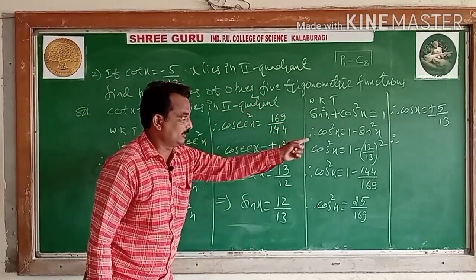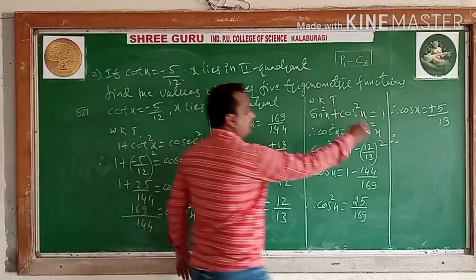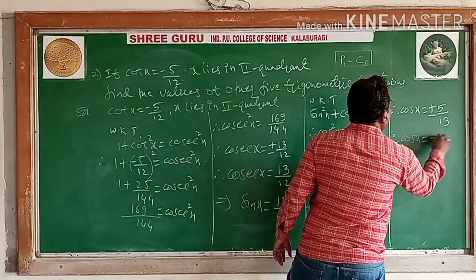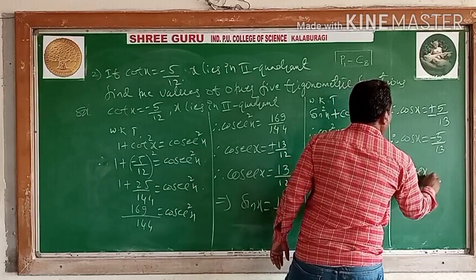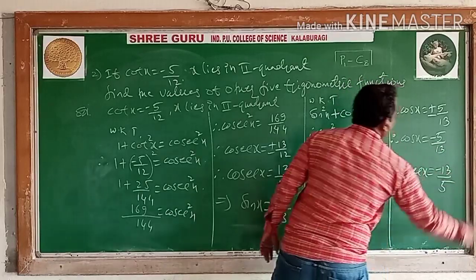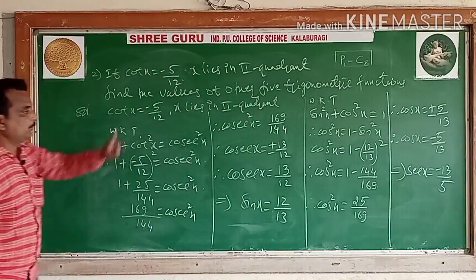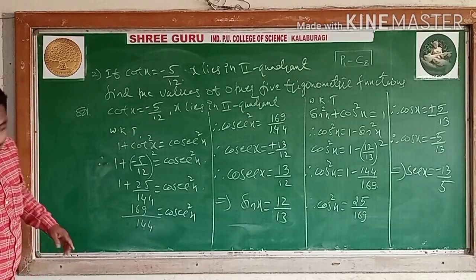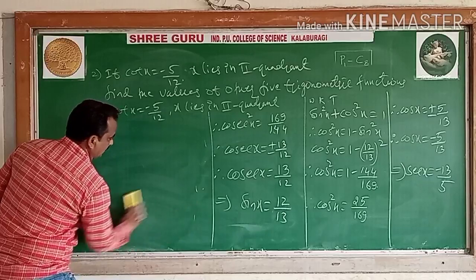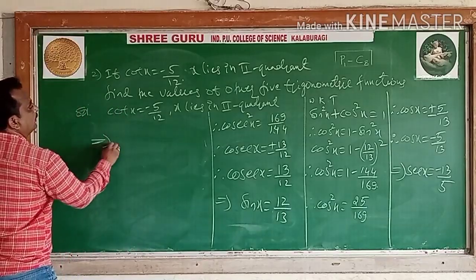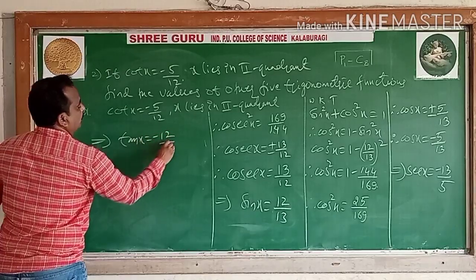So which value do you have to take, positive or negative? Which function is it? Cos. Where is cos positive? Fourth quadrant, but it is in the second quadrant. So therefore it is negative. Cos x is minus 5 by 13. So what about sec? It is the reciprocal, so you may write directly 13 by 5, with a minus sign. The remaining function is tan. Tan you may get directly here: tan x equal to minus 12 by 5.